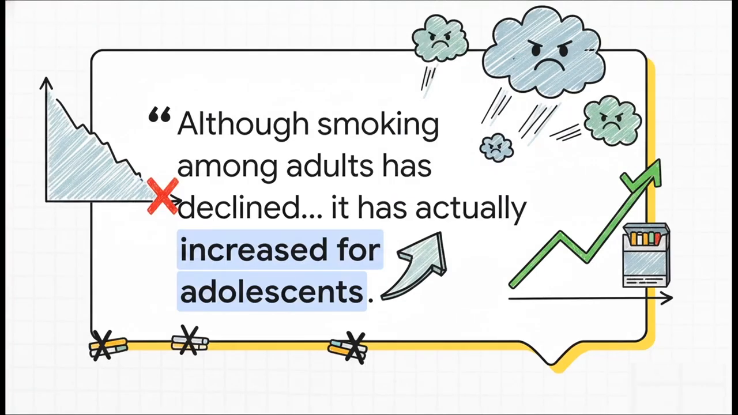Now, notice how clever this is. They don't just say teen smoking is a problem. No, they create tension, a little paradox. Adult smoking is going down, but teen smoking is going up. Right away, you're hooked. You're thinking, wow, why is that happening? It frames the issue as this urgent puzzle that needs solving.